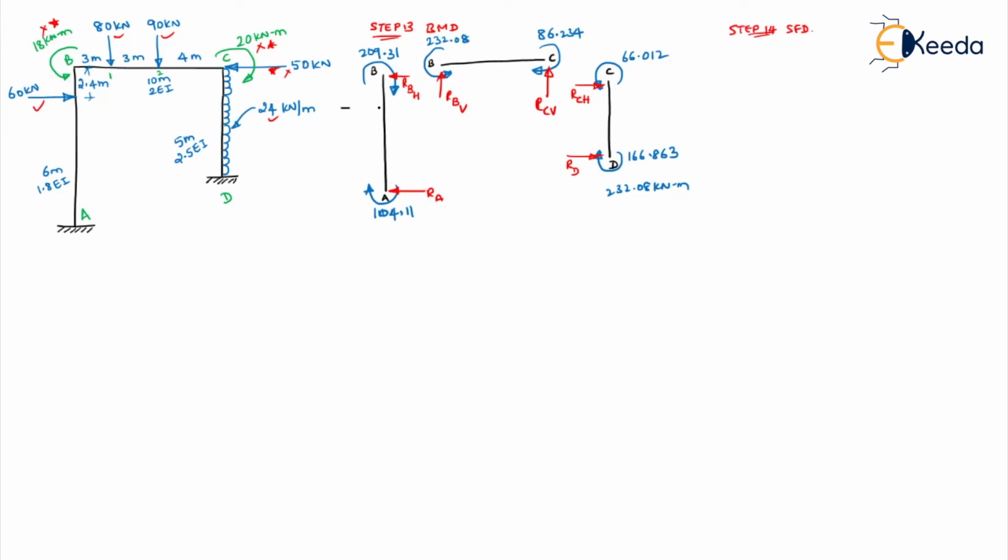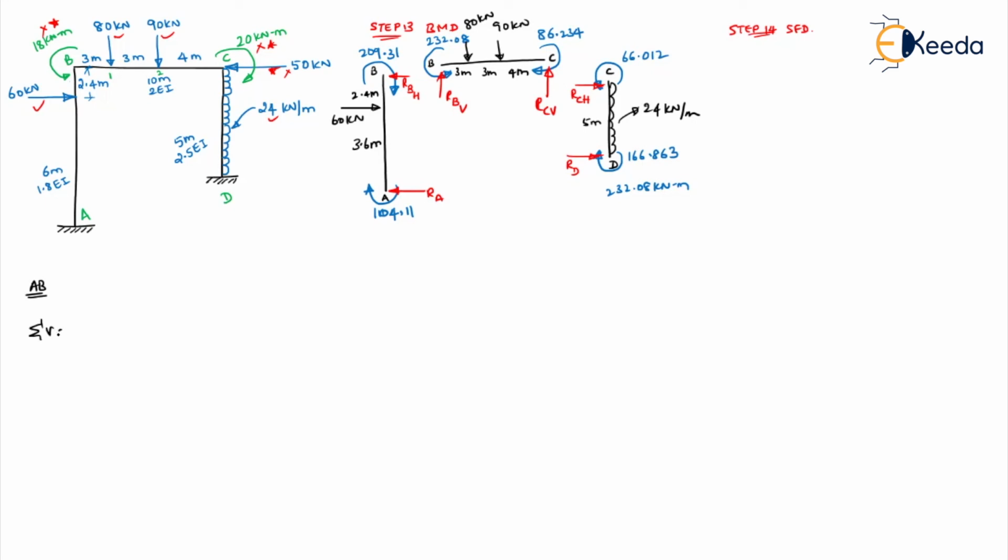First, what I'll do is I'll put it here. This is how much? 60 kilonewton. This is 3.6 meters and 2.4 meters. So here we have two loads. This is 90 kilonewton, 80 kilonewton, 3 meter, 3 meter, 4 meter. And this is a 5 meter length and you have a UDL of 24 kilonewton per meter, right? So let's start with AB.